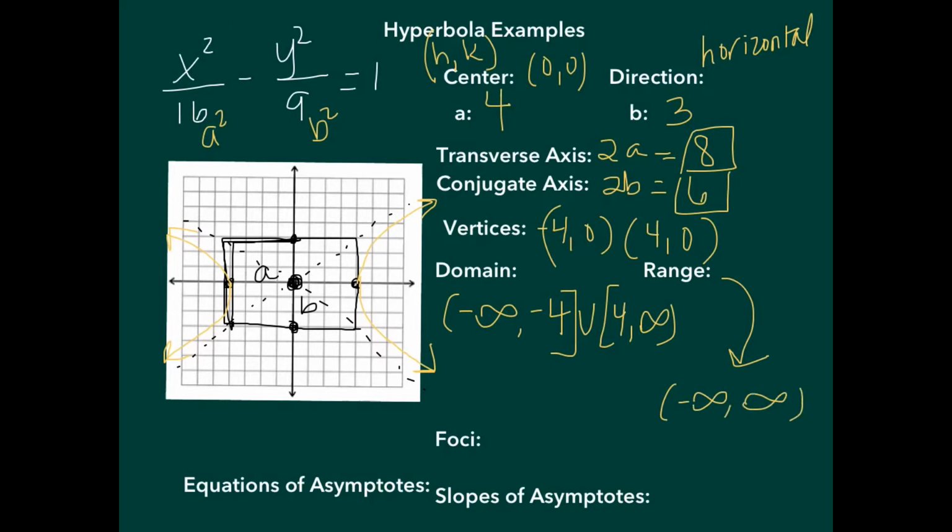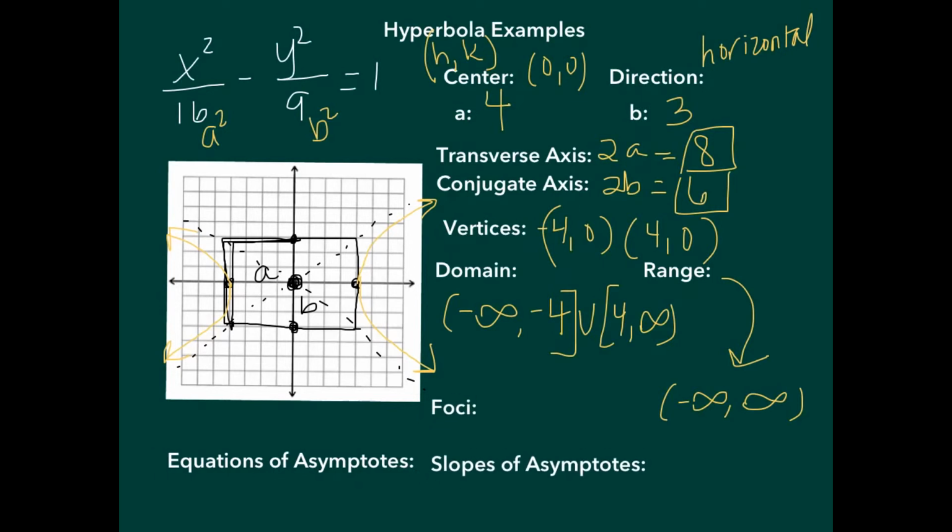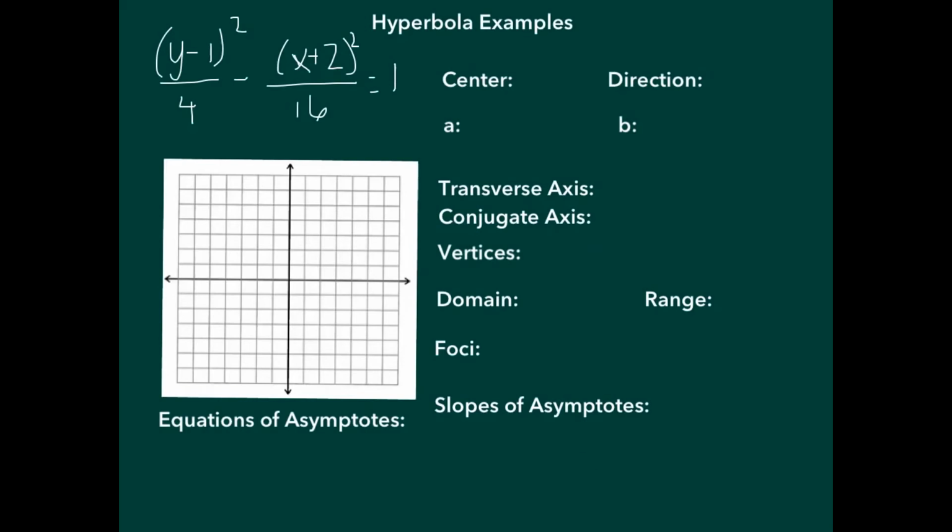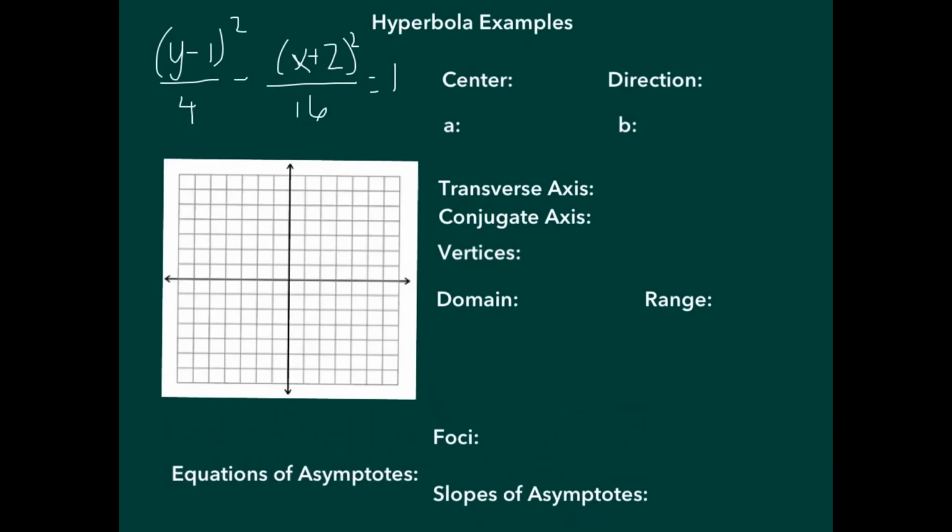And that's all academic needs for the hyperbolas. You don't have to worry about the foci or the slopes of the asymptotes or the equations of the asymptotes. Okay, so let's try this next example here. And again, you don't have to worry about those things, the foci or the asymptotes. So here's our example here.